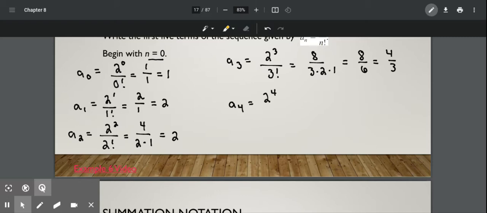And then a to the 4th, right, it's really our 5th term since we started at 0. So we get 2 to the 4th over 4 factorial. So 16 over 4 times 3 times 2 times 1. So we get 16 over 4 times 3 is 12, times 2 is 24. So we get 16 24ths, which is 2/3.